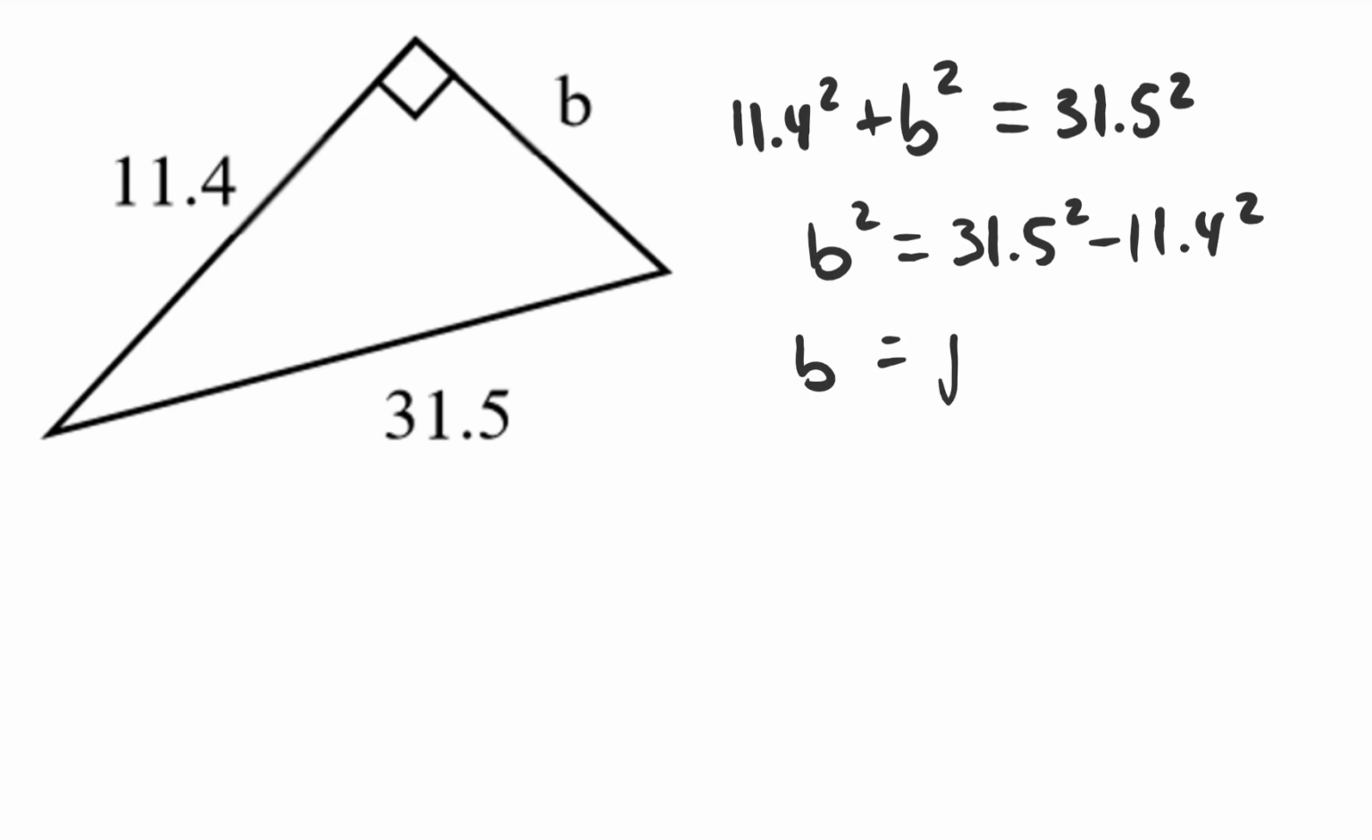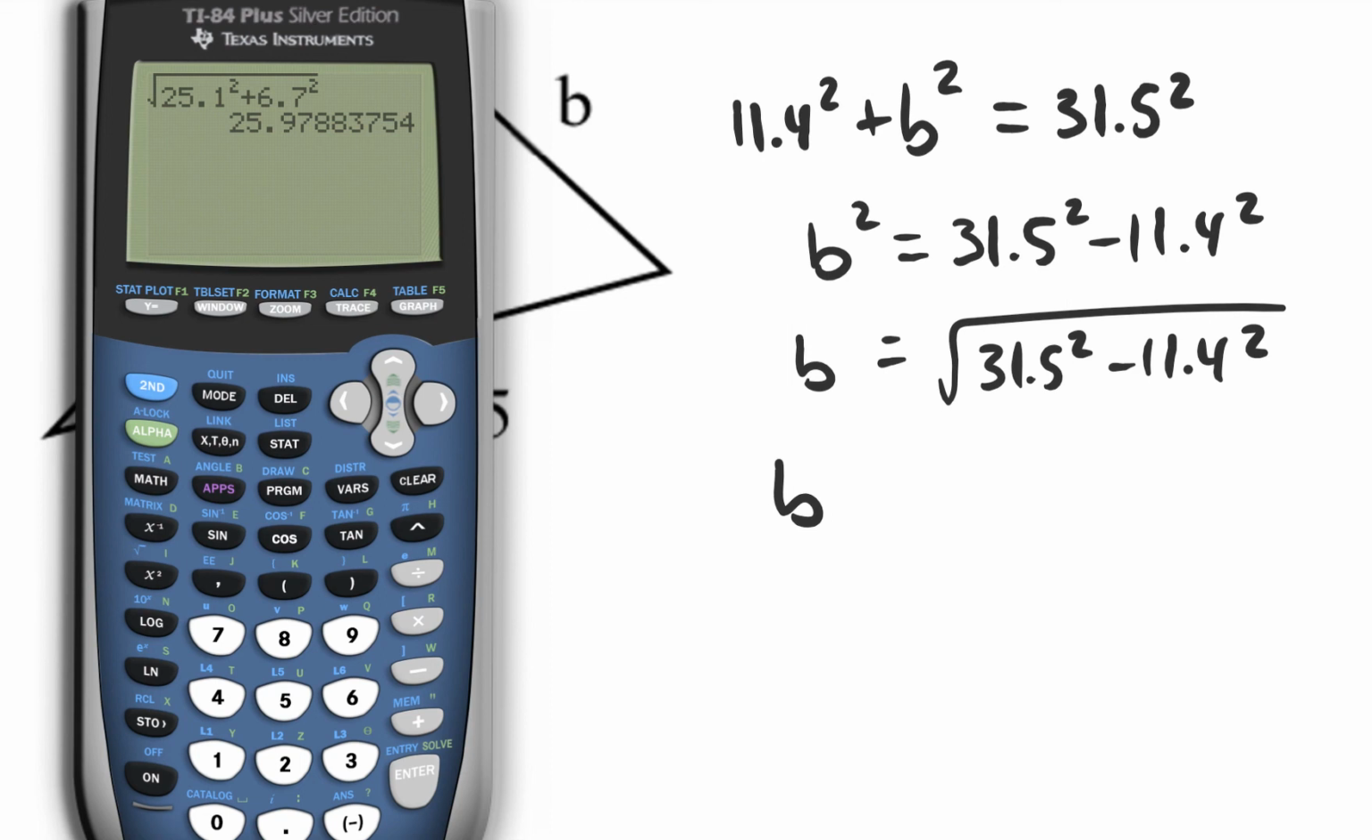And then I'm just going to take the square root of both sides. So I get that it's the square root of 31.5 squared minus 11.4 quantity squared. So let's go ahead and again figure out what b is approximately. So this time I have a difference here. So I'm still going to bring up the square root template, so the square root, and then I'll enter 31.5, and I will square that quantity. And from that I'm going to subtract 11.4, and I will square that.